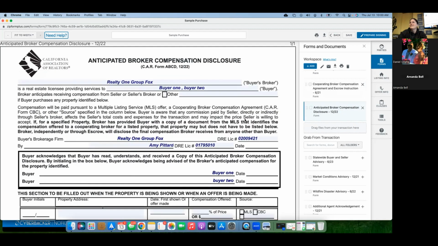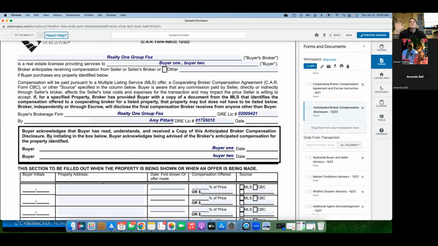That's the thing: if you use the BRBC, then you use the anticipated broker compensation disclosure for any offer. As long as you leave the defaults in the BRBC, the default is that you'll disclose the commission, right? Because we're asking them to pay commission. So we're telling them, hey, we'll disclose to you at the time of offer what the commission is going to be that we're receiving from the listing agent, so that you know ahead of time what your responsibility would be, if there would be a difference.